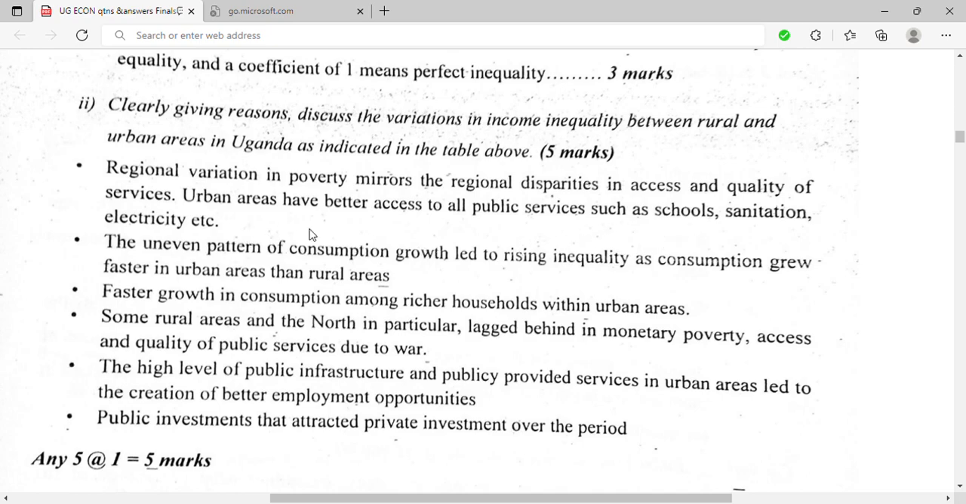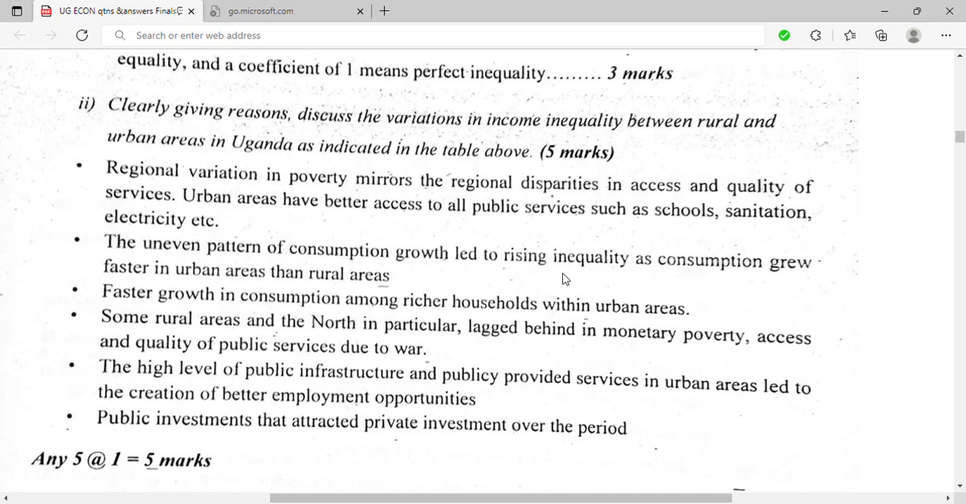Yeah, so there is variation in access to services and the quality of services that are accessed. Then another reason for the income inequality is the uneven pattern of consumption growth that led to rising inequality, as consumption grew faster in urban areas than rural areas. So in urban areas there is much consumption, whereby people overeat by the way, but when you go to rural areas they eat once in a day. So if you have a business in Kampala, you will easily sell because there is much consumption compared to villages.